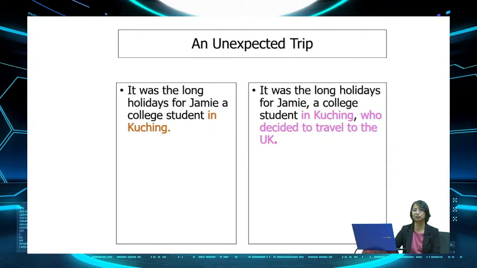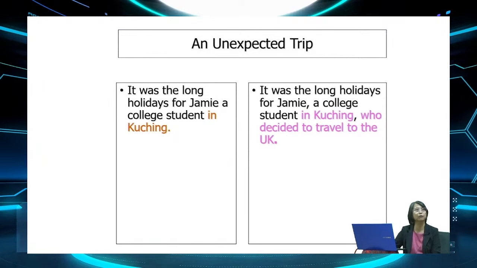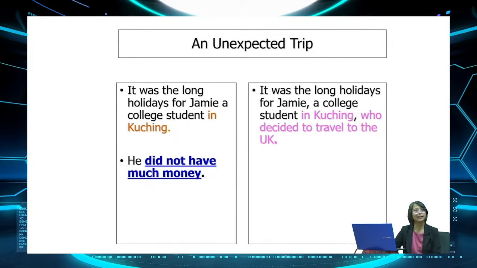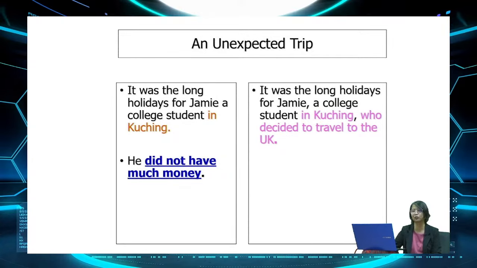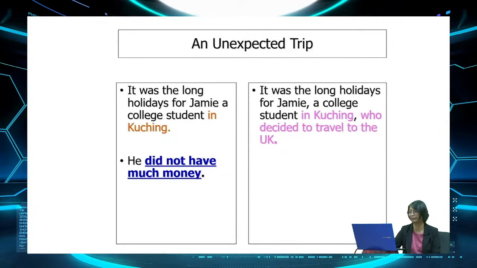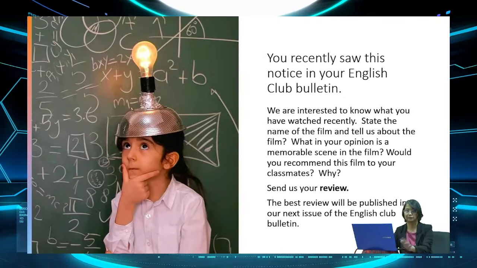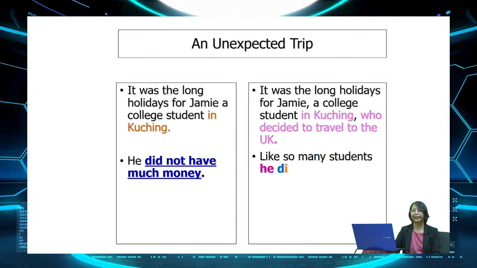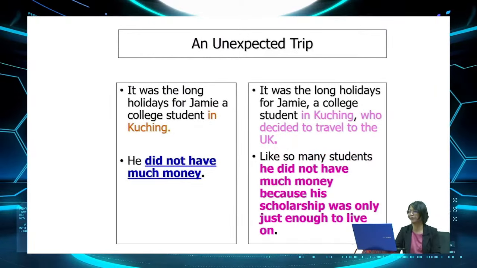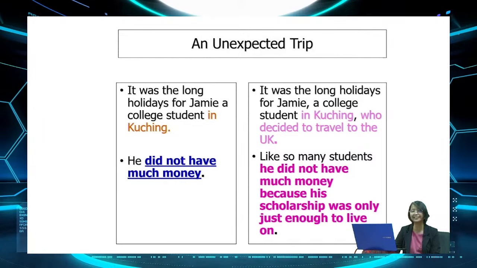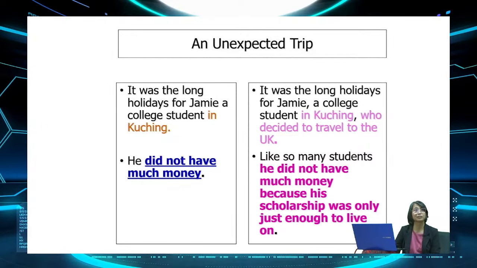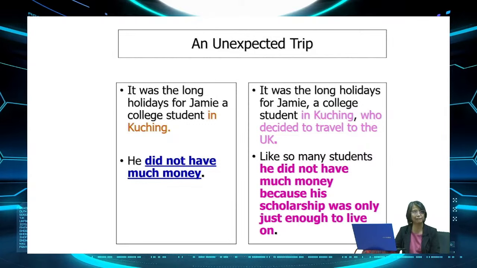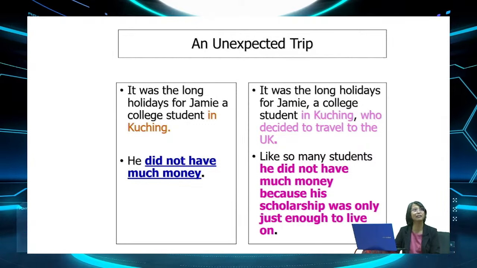Who decided to travel to the UK? Now we have managed to write a complex sentence in sentence number one. And for this, probably in your mind, you want to write about a student who has no money, which is very common among college students. So like so many students, he did not have much money because his scholarship was only just enough to live on. What I have done here is that I've put in the word because so that now you have a cohesive device and your sentence is again a complex sentence.